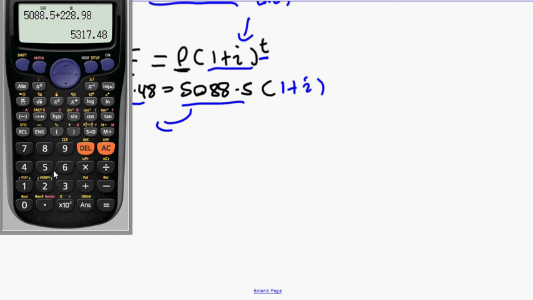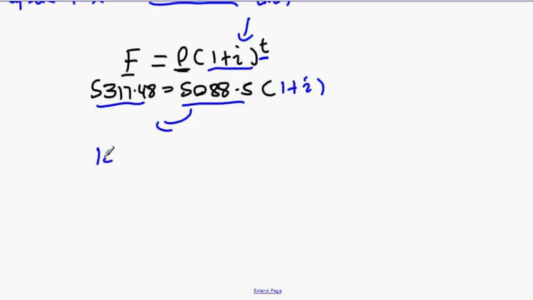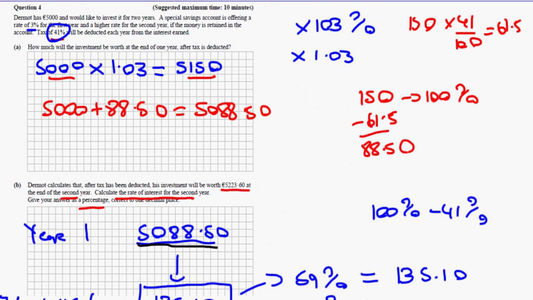So what we get is 5317.48 divided by 5088.5. And we get 1.045. 1.045 equals 1 plus I. Bring over the 1 and take it away from 1.045, and we get 0.045 equals I. That means that I equaled 4.5%, because remember, that's in decimal form. Okay. Alright guys, so we're on to question 5.